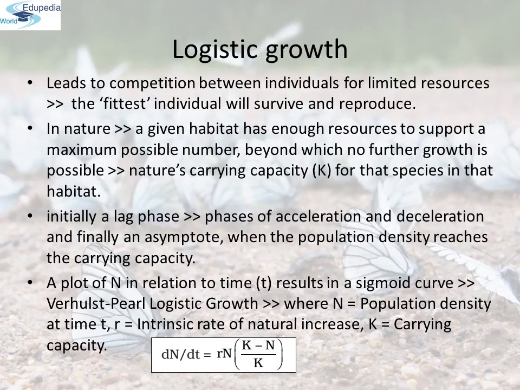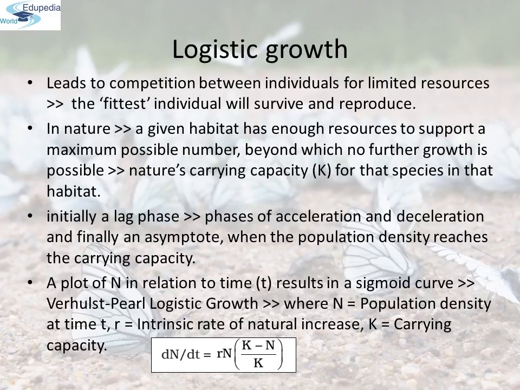Logistic growth model. No population of any species in nature has at its disposal unlimited resources to permit exponential growth. This leads to competition between the individuals for limited resources. Eventually, the fittest individual will survive and reproduce. In nature, a given habitat has enough resources to support a maximum possible number, beyond which no further growth is possible. Let us call this limit nature's carrying capacity, represented by the capital letter K, for that species in that habitat.